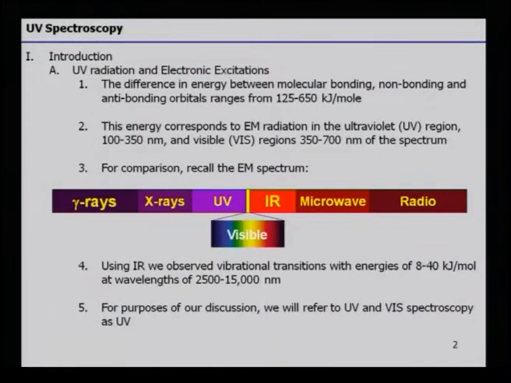That is why the electronic excitations are possible, whereas in IR the energy content is very low, between 8 to 40 kilojoule. That is why there is only vibration, rotation and so on and so forth. For purposes of our discussion, we will refer only to UV-visible as UV.